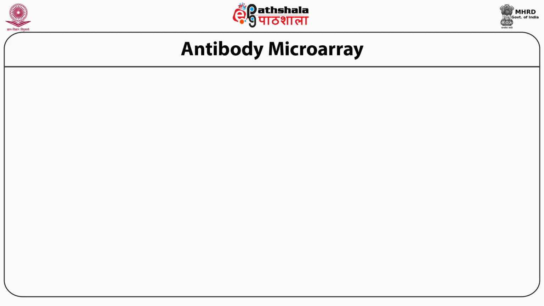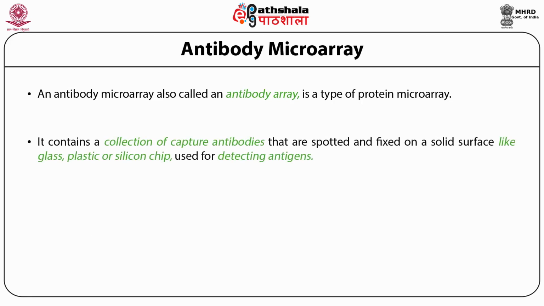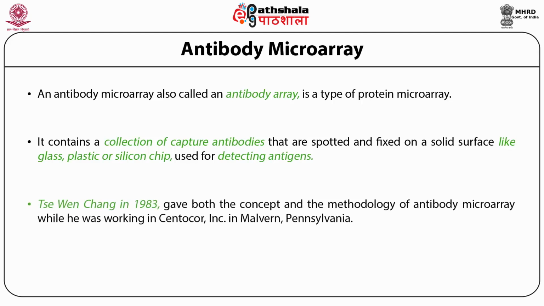Antibody microarray. An antibody microarray, also called an antibody array, is a type of protein microarray. It contains a collection of captured antibodies that are spotted and fixed on a solid surface like glass, plastic, or silicon chip, used for detecting antigens. Say Wen Chang in 1983 gave both the concept and the methodology of antibody microarray while he was working in Centocor International in Malvern, Pennsylvania. The term antibody matrix was coined by Chang.